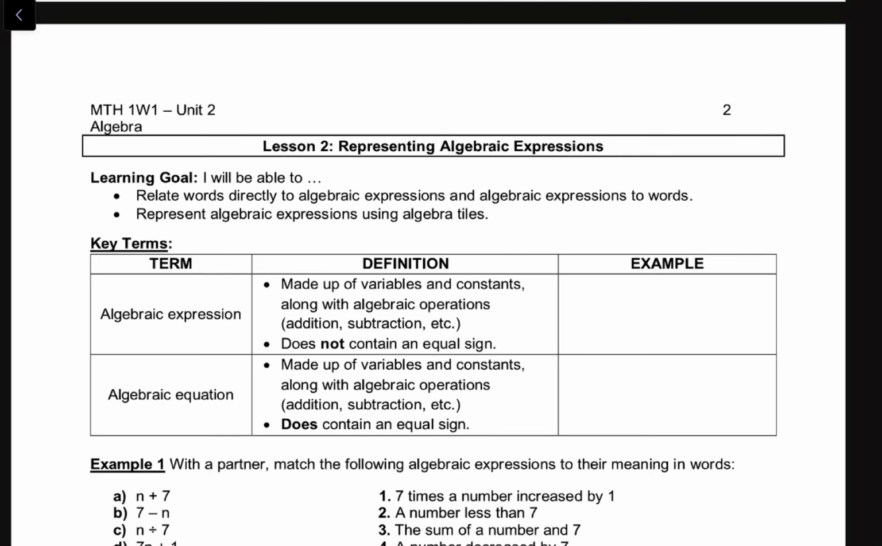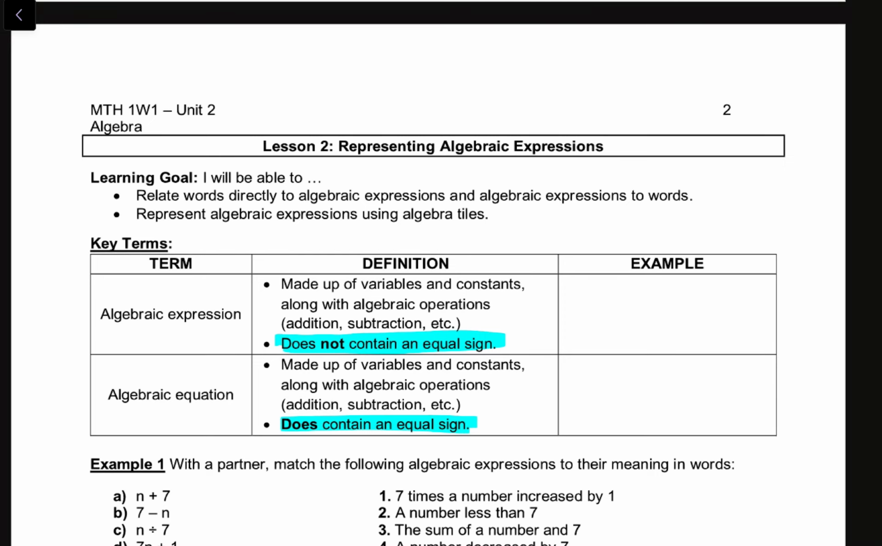Today we're going to look at 2 more terms. We're going to look at the difference between an algebraic expression and an algebraic equation. An expression is made up of variables and constants along with algebraic operations such as addition and subtraction. Both expression and equation have that. But the difference here is that an expression does not contain an equal sign. Meanwhile, an equation does contain an equal sign. Please make sure you understand the difference between that.